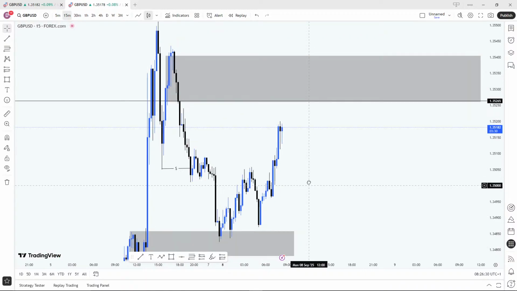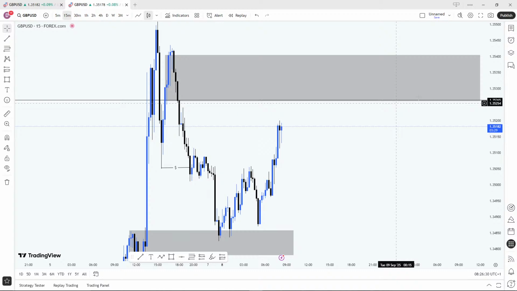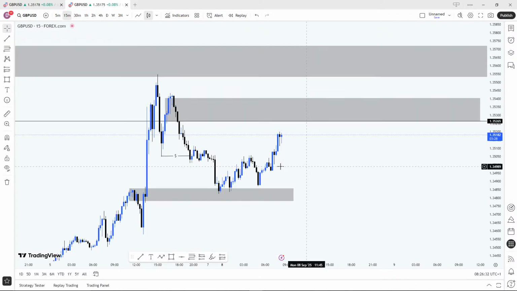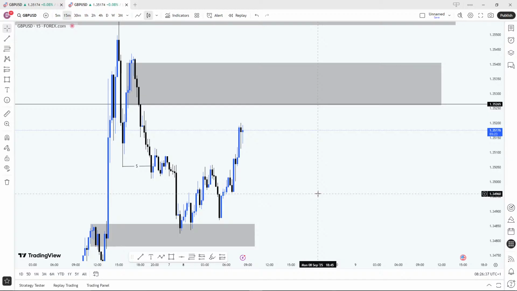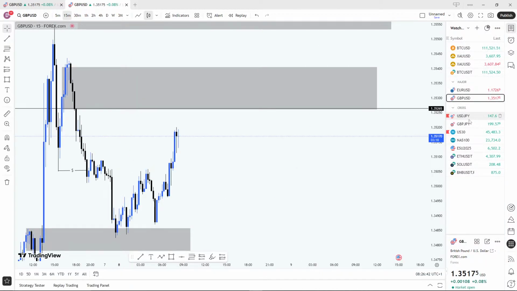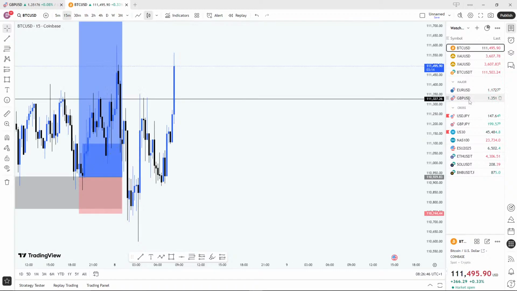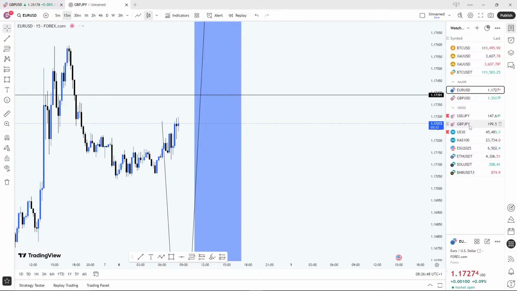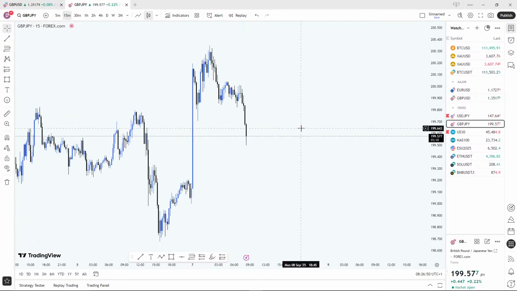If the price is gonna give any buy opportunity, we enter. But for now, it's not giving any buy opportunity. There is no clear buy opportunity on this market. So we'll just watch out and see what's gonna happen. Then let's check out other markets.